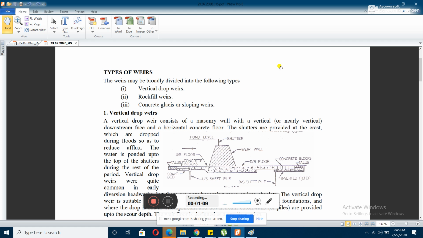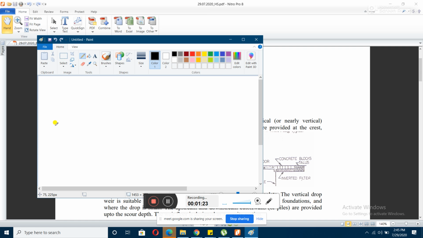So let us start. The main component of your diversion headwork is weir or a barrage. Okay, so basically what is the difference between weir and barrage? In case of barrage, the crest is at a low level and above it gates are being installed that can be opened and closed as per our wish.